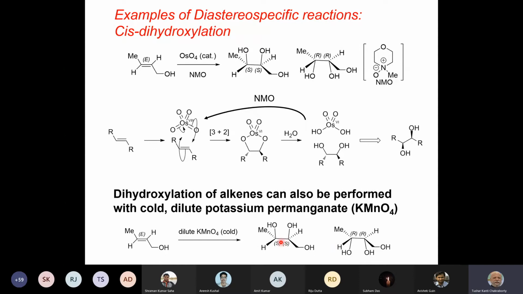And same thing here, it can come from the top, or it can come from the bottom. And you get, of course, equal amounts of both. So if you draw the stereochemistry here, you can see this is S and S. If it comes from the bottom, you get R,R. So since you get the S,S and R,R two enantiomers in equal amounts, it will be a racemic mixture.